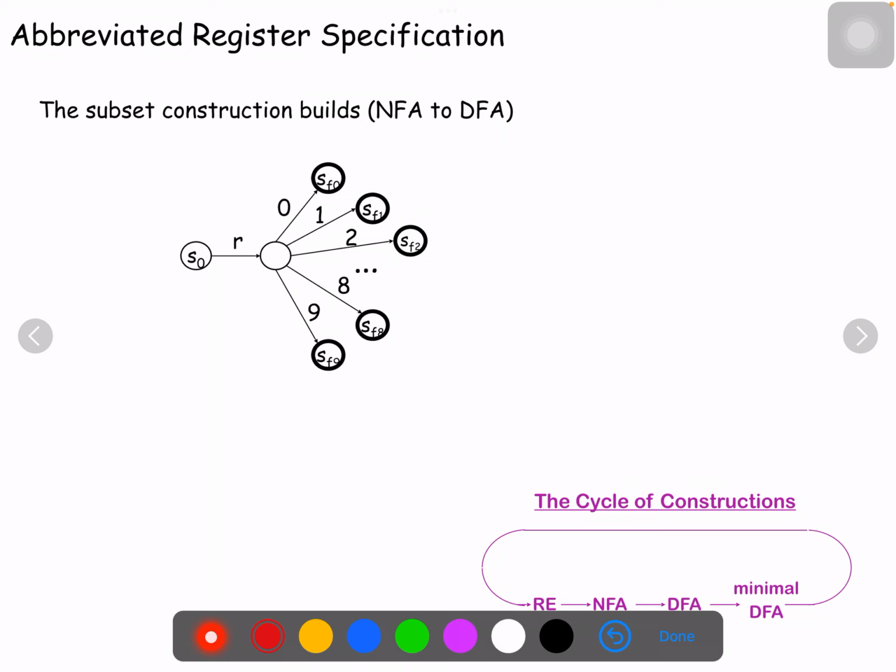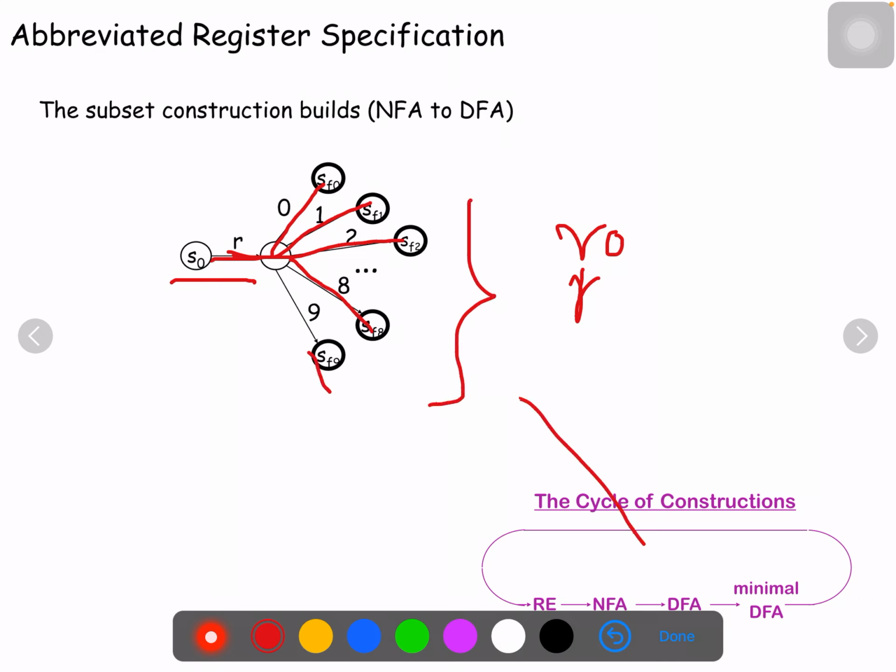Now go to the second one, subset construction, because once an NFA is constructed, you are able to construct a DFA. That is the second part. Look at what I showed in the previous slide: R is common. So you start with R, then if it is 0 it goes to R0, so R is common for all 9 registers. If it is 1, it will go to this path, or if it is 2, and so on. This is a DFA, right?